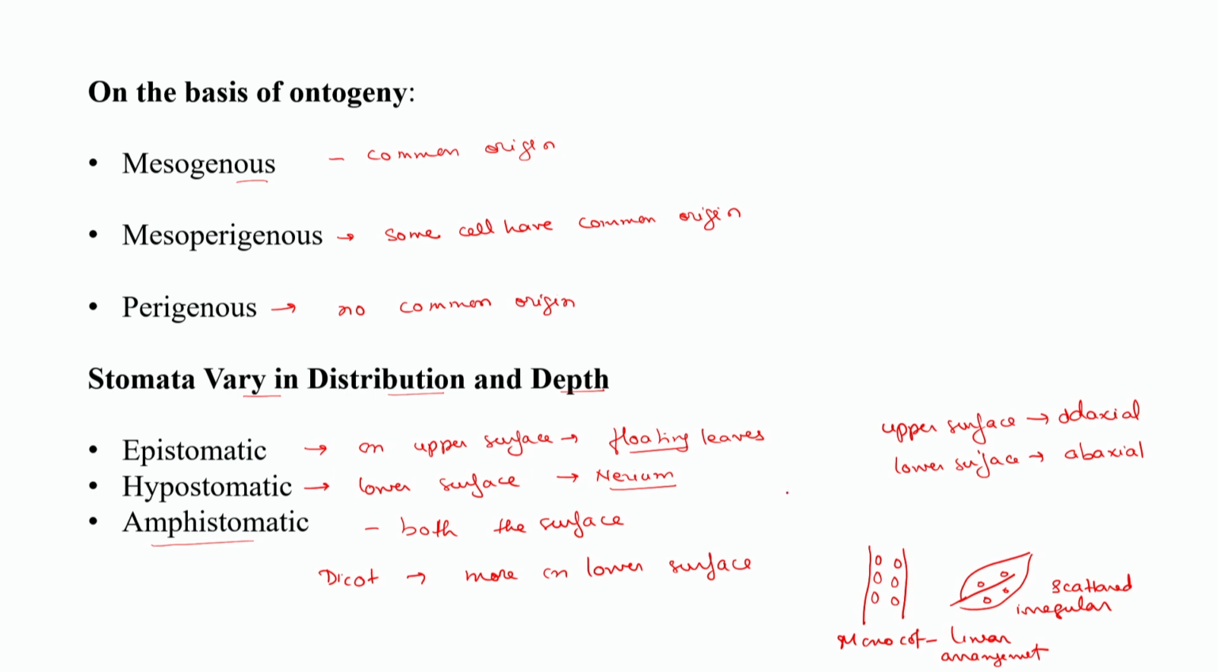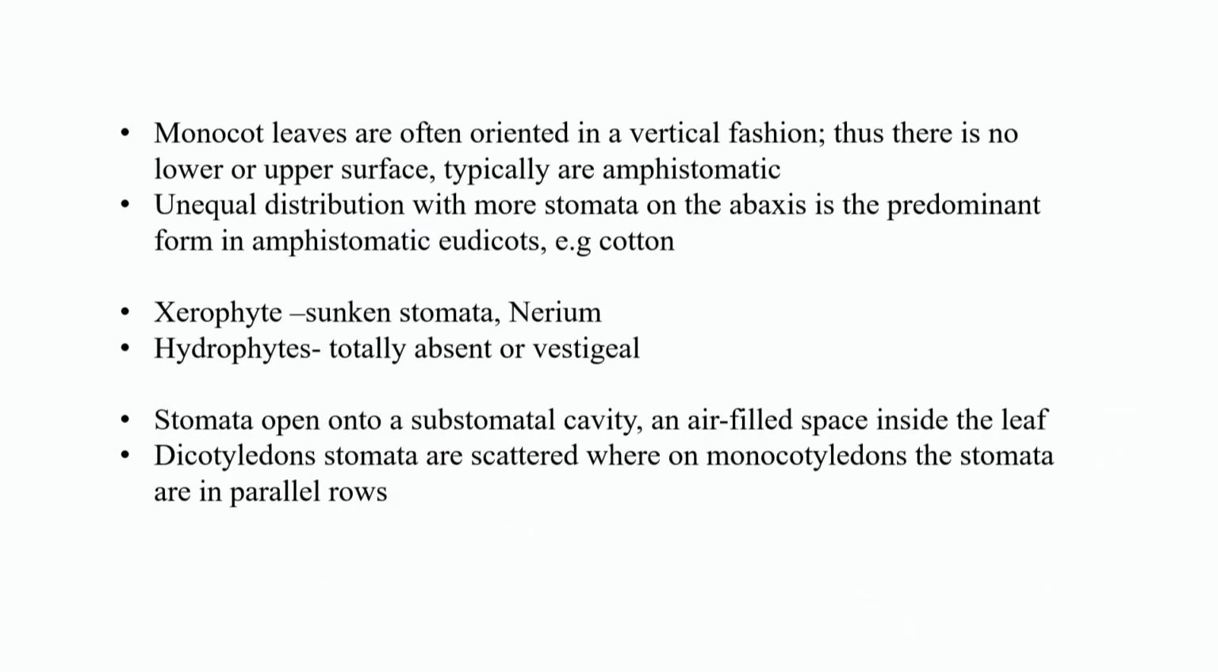Now wherever stomata are present, they open onto a substomatal cavity, which is actually a space inside the leaf where gas exchange takes place. In xerophytes, you will find sunken stomata, which we will discuss when we talk about xerophytes, and in hydrophytes, stomata will be completely absent. So this is all about what we have talked about today. Next we will cover the other components of the epidermis, like the cuticle and the presence of trichomes, which we will take up in the next class. Thank you.